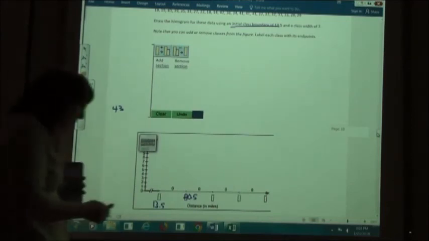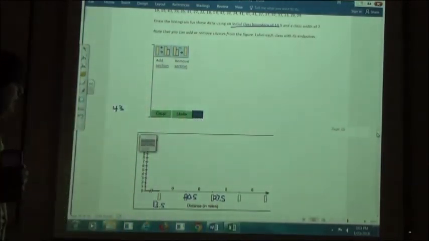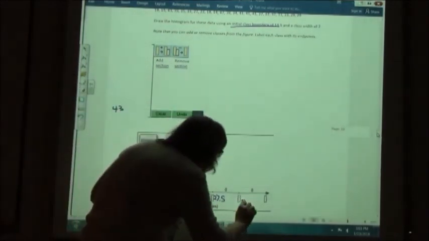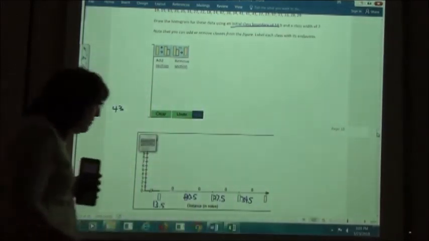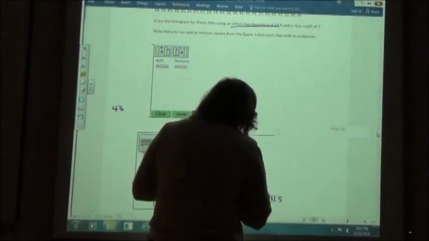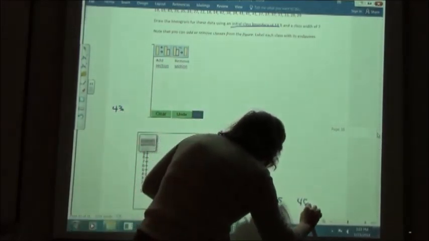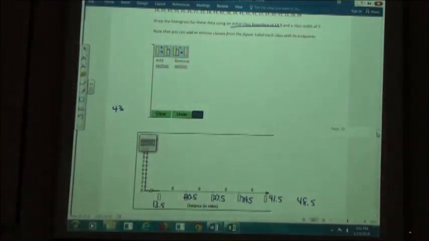27.5, because I'm going to add 7, right? My next one would be 34.5. 41. 41.5. We can't quit yet because we have to go to 43, so we're going to do 48.5. And so again, we'd have to add a section because we didn't have enough spaces.